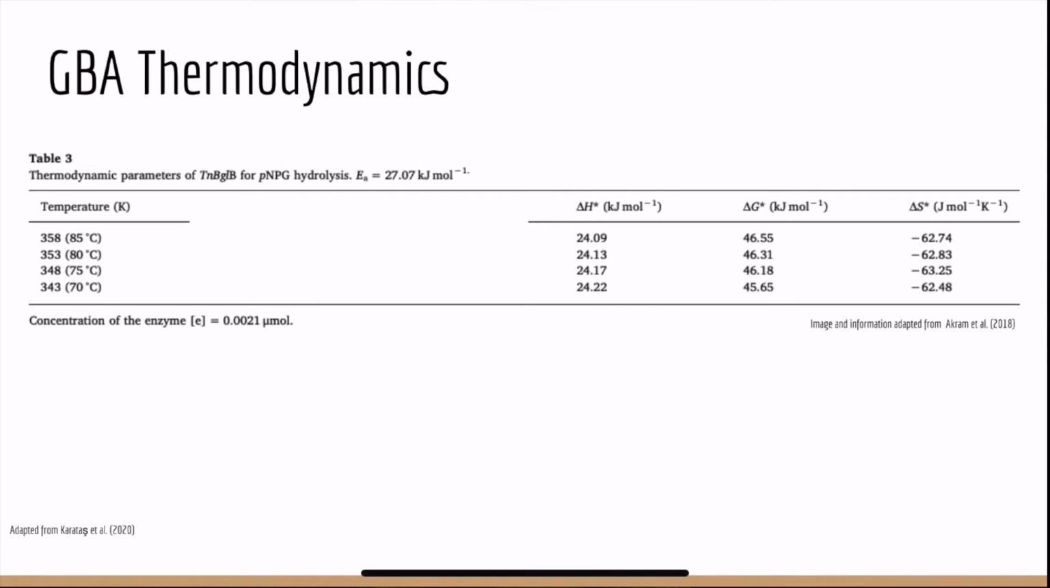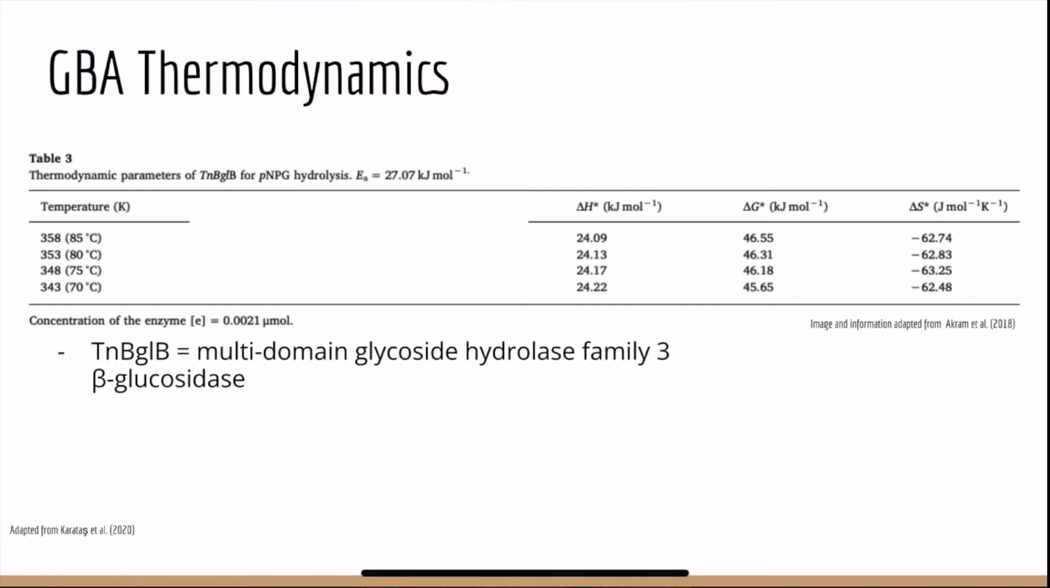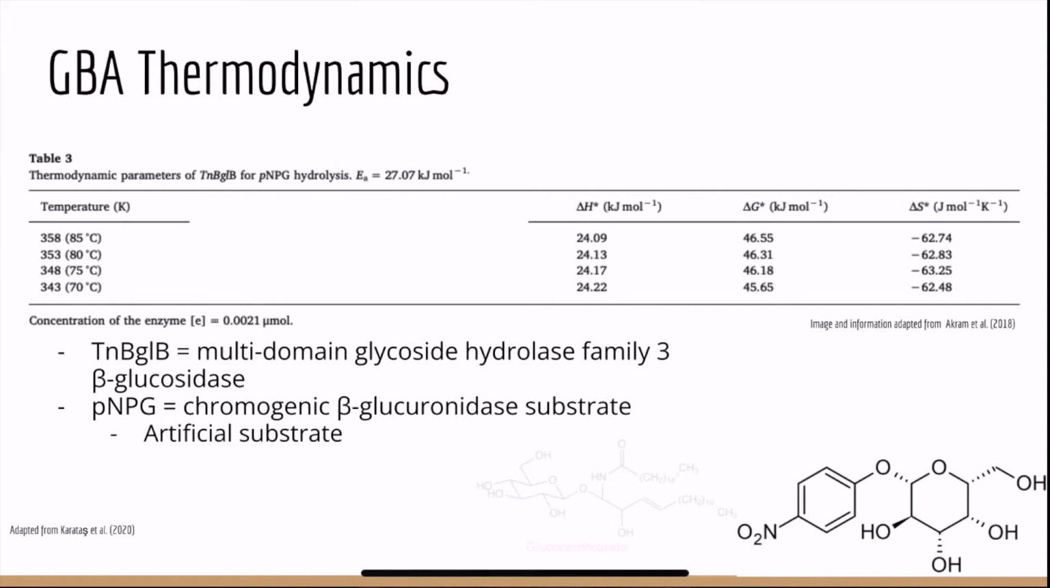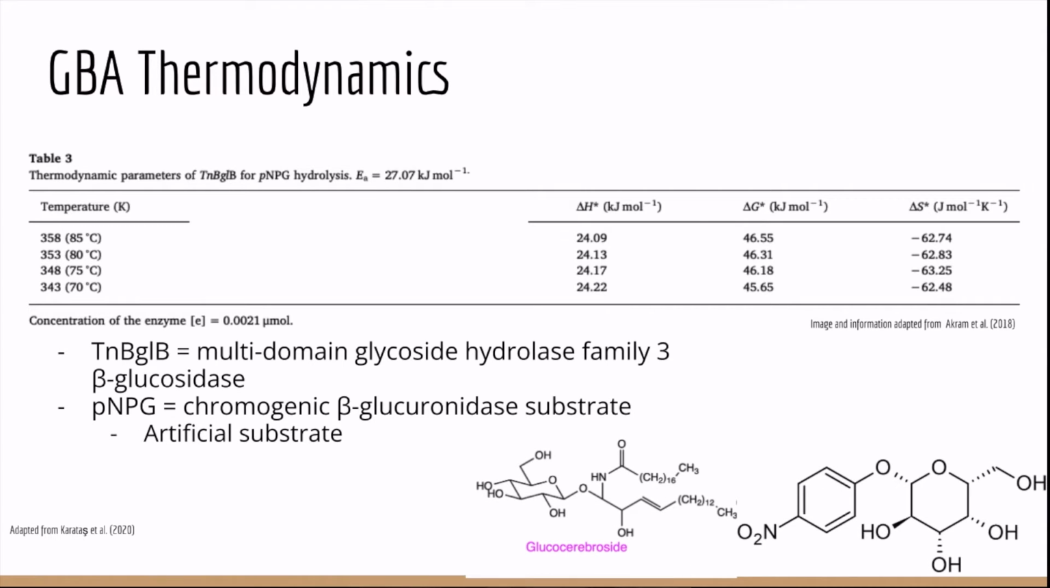To draw conclusions about the thermodynamics of glucocerebrosidase, we must look at an analogous enzyme. In this case, we are looking at TNBGLB, which is also a beta-glucosidase. Its substrate in this reaction is PNPG, an artificial substrate that is not very similar to glucocerebroside, so we must keep that in mind. We must also keep in mind that the delta S values and temperature values of this graph are pretty wonky compared to what we should expect. We should expect the delta S values to be positive and not super low, considering that it is breaking down one glucocerebroside into ceramide and glucose.